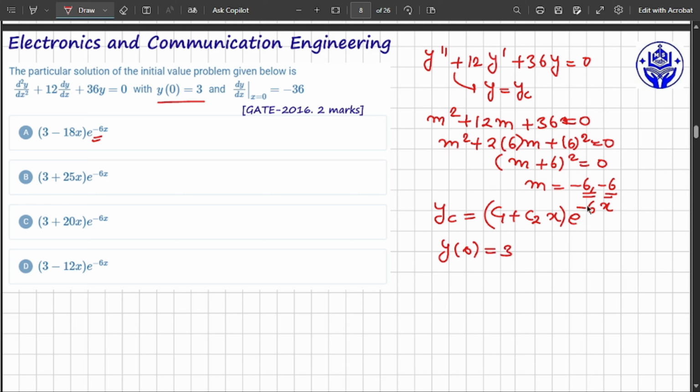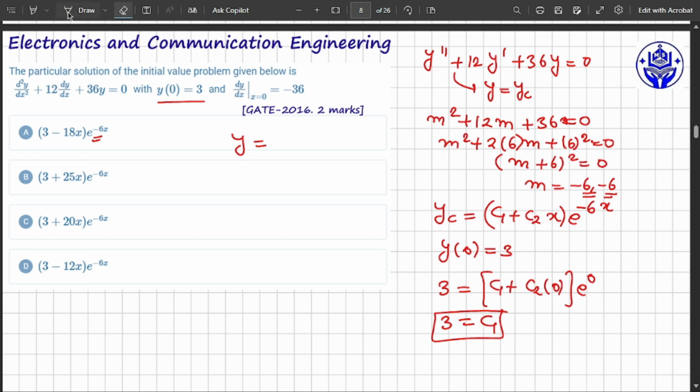It means if we put x equals 0, then we'll get 3. So 3 equals c1 plus c2 into 0, and this will be e to the power of 0 again. Then my c1 is nothing but 3. Okay, now what is y?